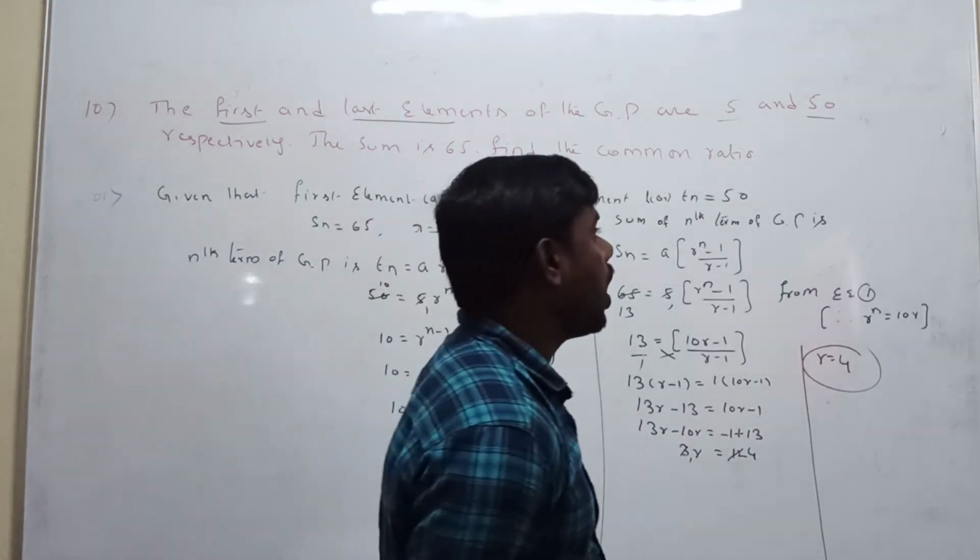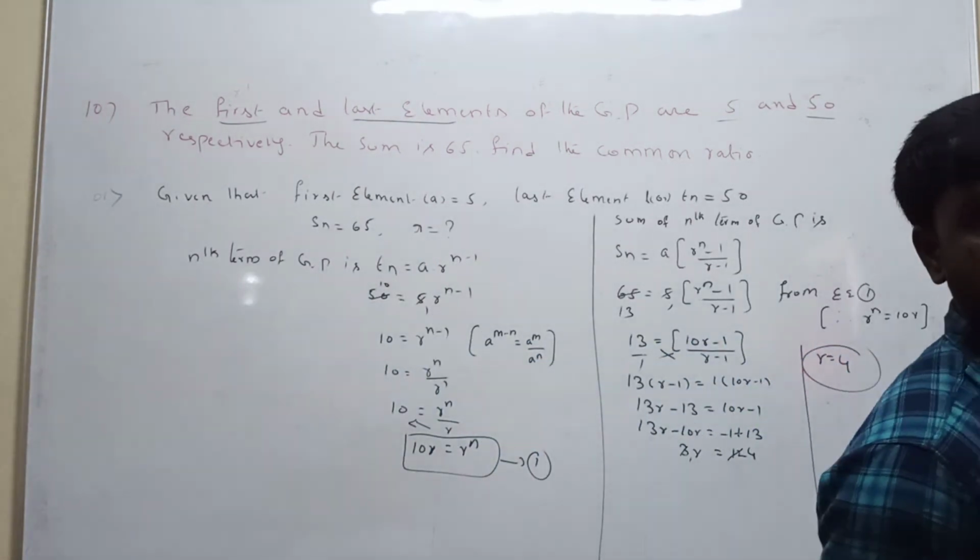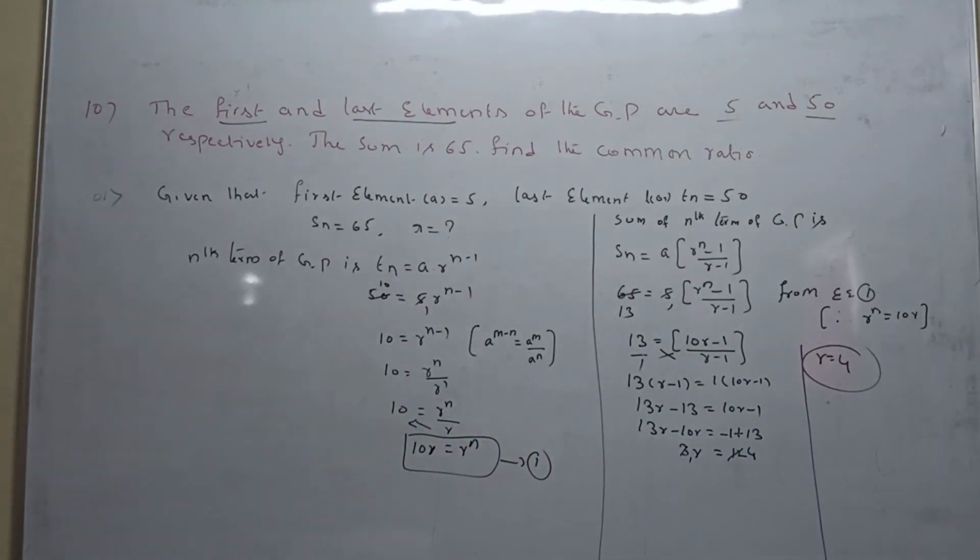Everyone understood how to solve for the common ratio? How to find the common ratio? There is a process. First of all, read the question carefully. What values are given? Which value is to be found? Have you understood? Then easily write the solution. Everyone understood? Is it clear? Okay. Thank you all.